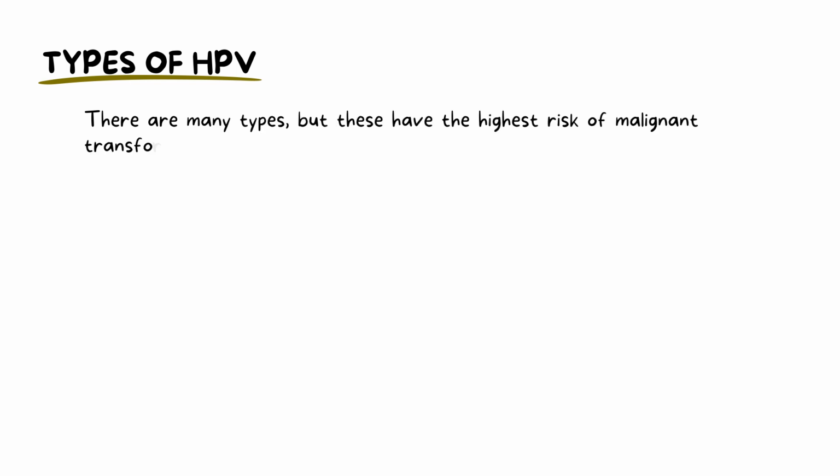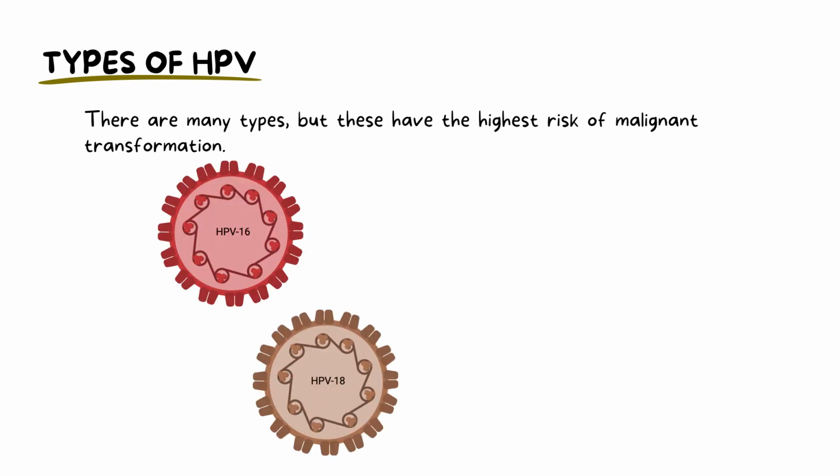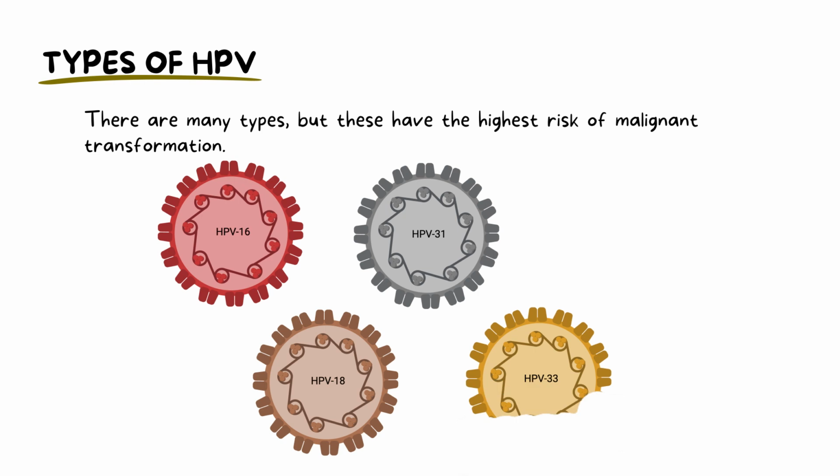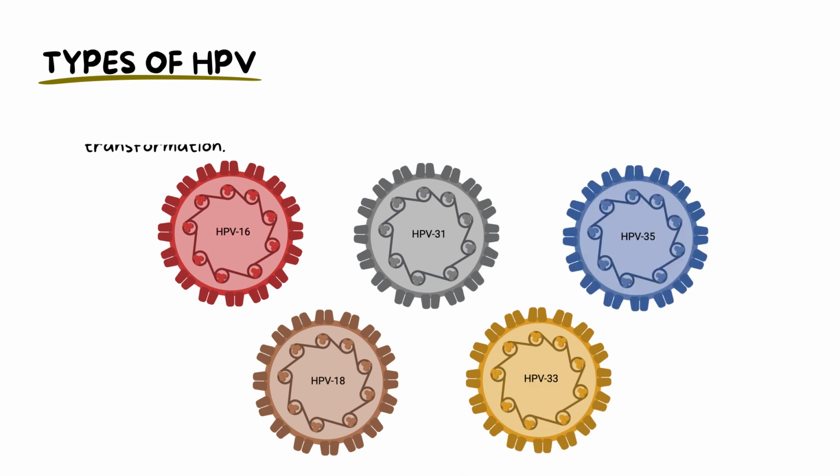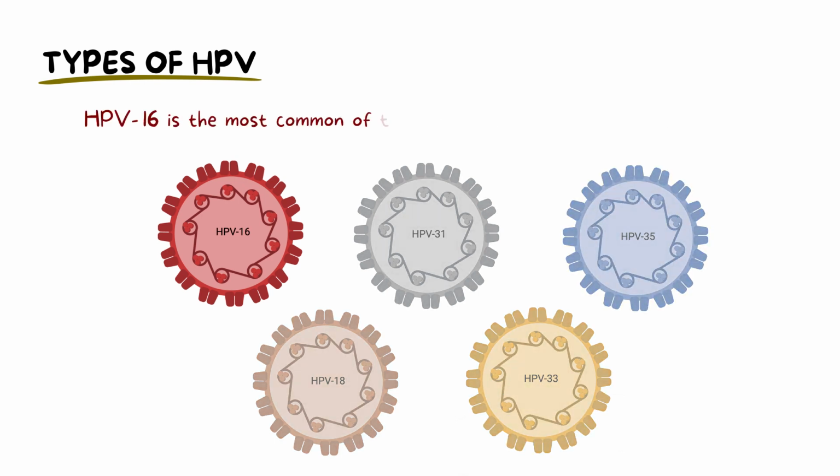There are various types of oral HPV, with the most high-risk types of malignant transformation including HPV 16, 18, 31, 33, and 35. HPV 16 is the most common high-risk form and constitutes a large portion of situations where the patient can develop oropharyngeal cancer.